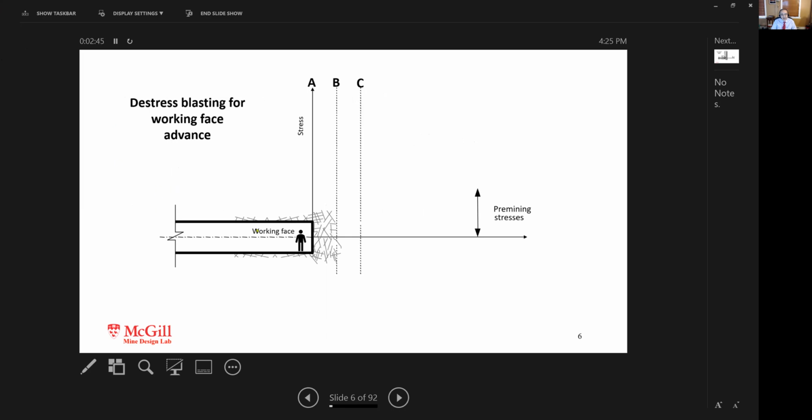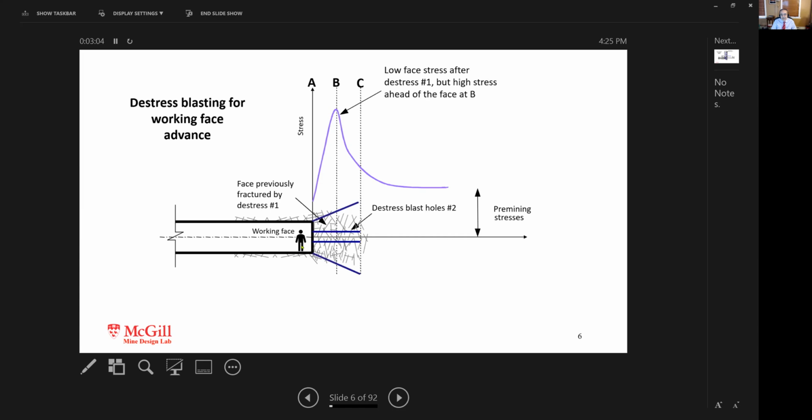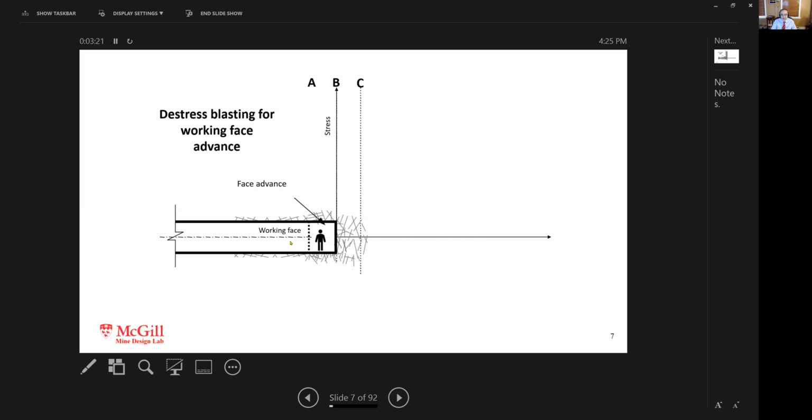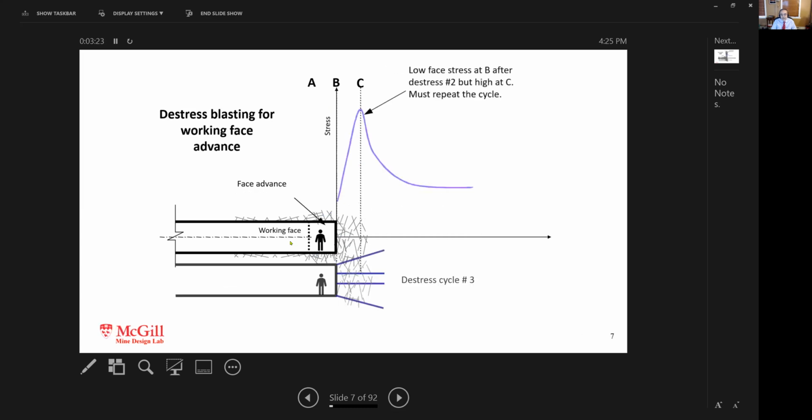If you have a working phase that's highly stressed, the role of preconditioning is to create those fractures at the face, the immediate face. So this way, the stress at the face A is somewhat reduced from what it is further ahead at B. And by repeating this process of distress holes that are longer than the face advance and loading the toe of the distress holes, the face can advance and the stresses can be continuously reduced at the face. So it's a repetitive process.